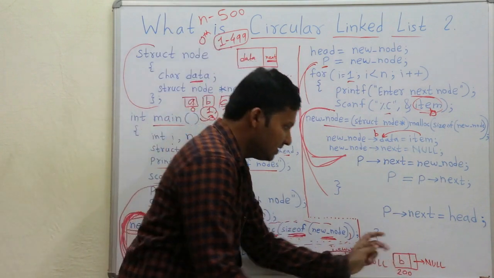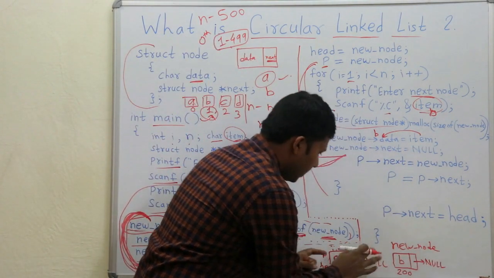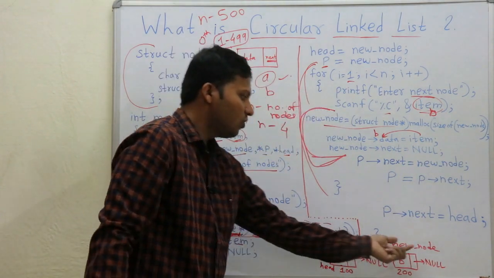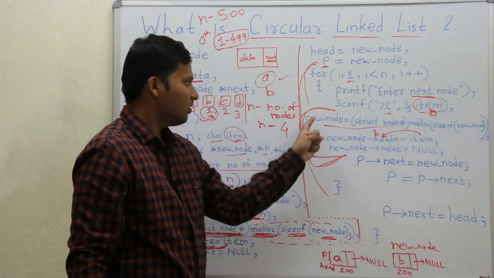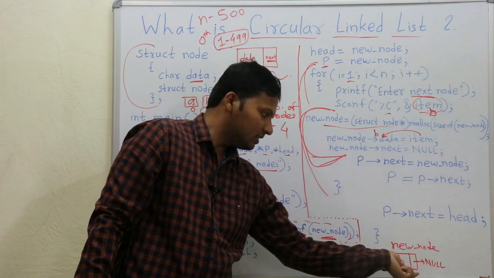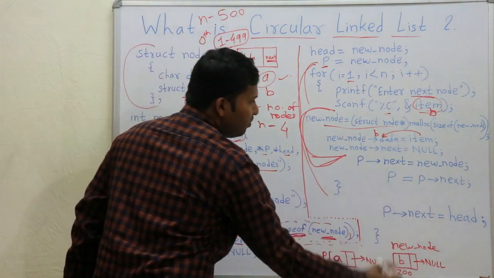So see, this is the new node. Now this pointer new node points to this node because of these statements. Now new node points to the latest node here that is created just now. So new node points to node B.